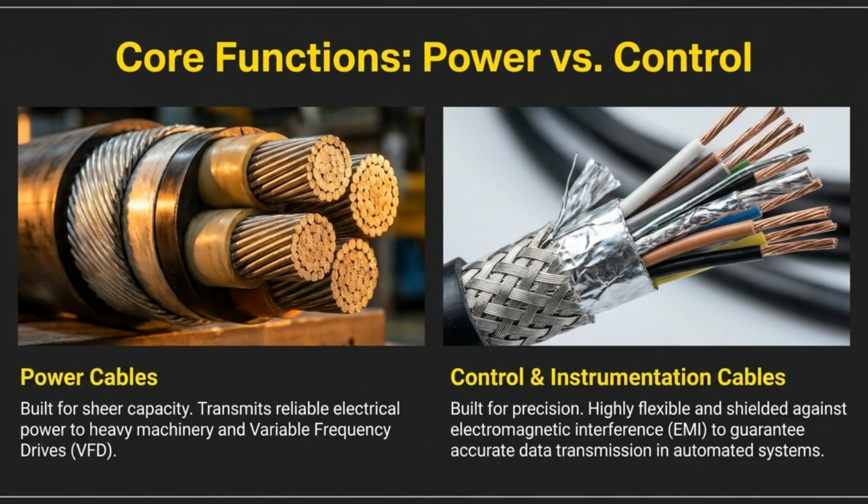Cables are categorized by core function, power or control. Power cables are built for sheer capacity, transmitting power to heavy machinery. Control and instrumentation cables are built for precision, shielded for accurate data transmission in automated systems.